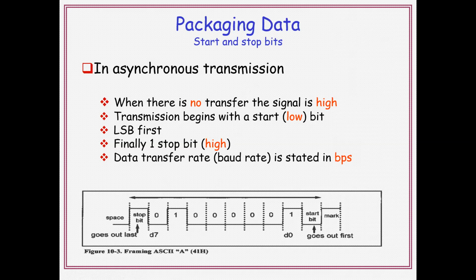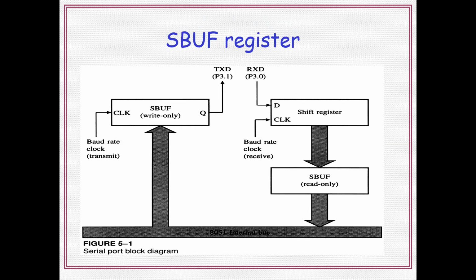In asynchronous data transmission, the total packet is encoded with a start bit and a stop bit. Between this start and stop bit, 8 data bits are available. Start bit is always 0, stop bit is always 1.